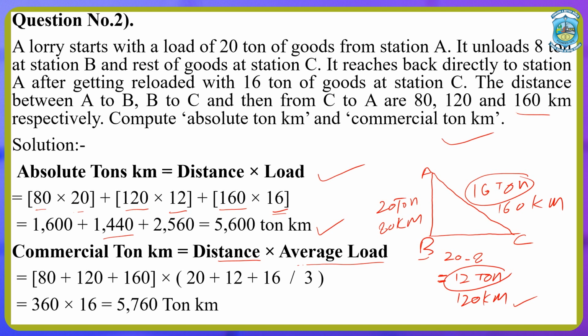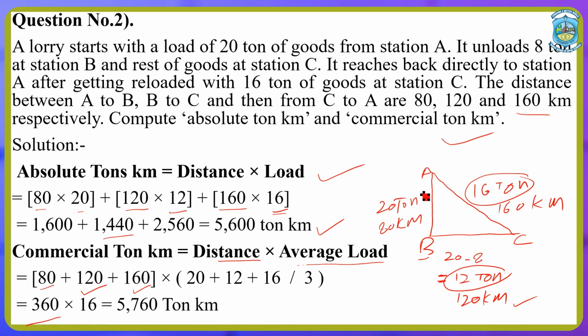So, the distance A to B was 80 kilometers covered by the vehicle. B to C distance was 120 kilometers, plus C to A distance was 160. We add these items, and it will be 360.